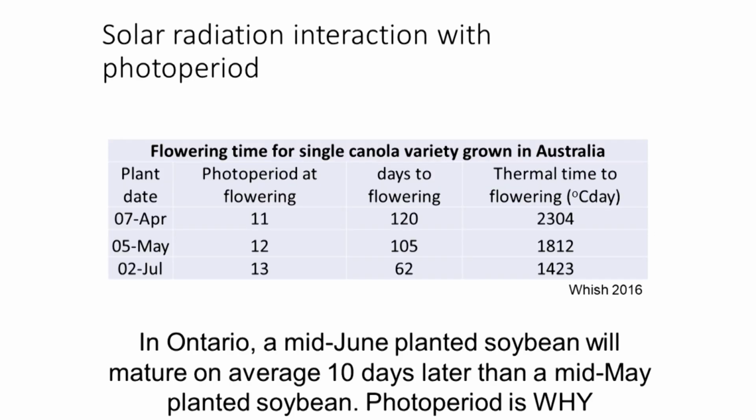This is an example from Australia using canola that illustrates the power of photoperiod or day length on crop phenology development. Here these scientists planted canola on 3 different dates, and they did it to ensure that at flowering each planting date would experience a different photoperiod, either 11-hour days, 12 hours, or 13-hour days. And you can look at the column days to flowering. Okay, you're basically halving the number of days to get to flowering if you increase day length from 11 to 13 hours. And it's similar if you count not in calendar days, but in thermal time, degree days.